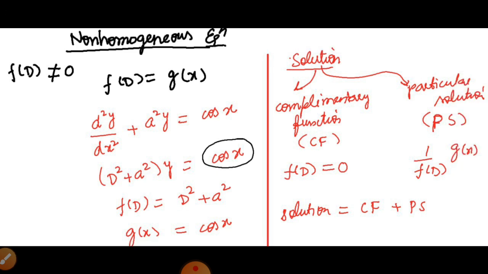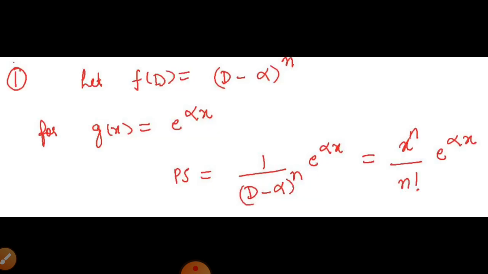So let's see how to solve for the particular solution, as the complementary function we already know how to solve. Suppose we have a differential equation with f(D) as (D minus alpha) to the power n, which represents that there are n alpha roots, meaning alpha is the root that is repeating n number of times.